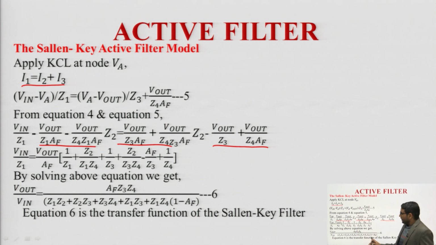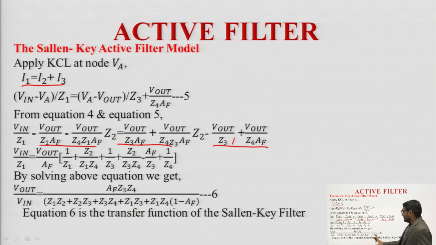Finally, our motive is to calculate Vout by Vin. So on the right side we take Vout by AF common, and it is equal to 1 upon Z1 plus Z2 Z1 Z4, 1 upon Z3 plus Z2 upon Z3 Z4 minus AF. Only one negative term here, AF is absent, so AF is common. We take AF at the numerator side, AF by Z3 plus 1 upon Z1. By solving the above equation, we get Vout by Vin in this term.